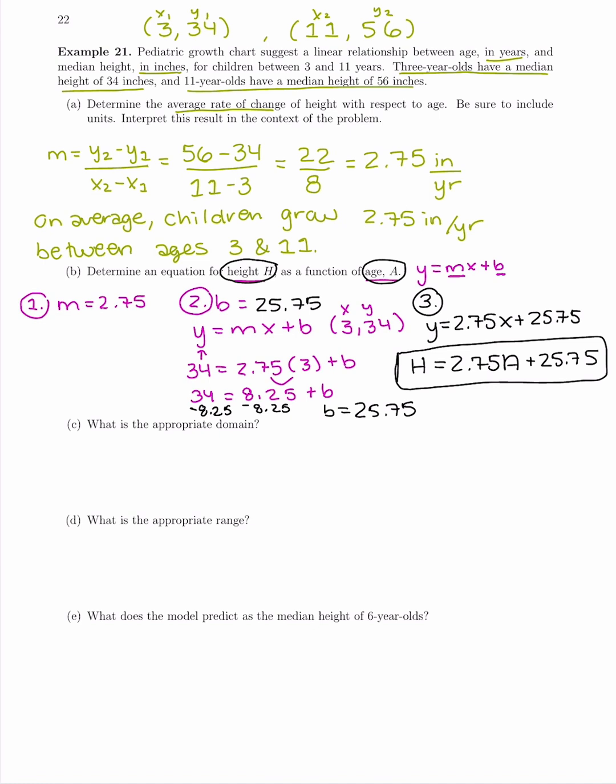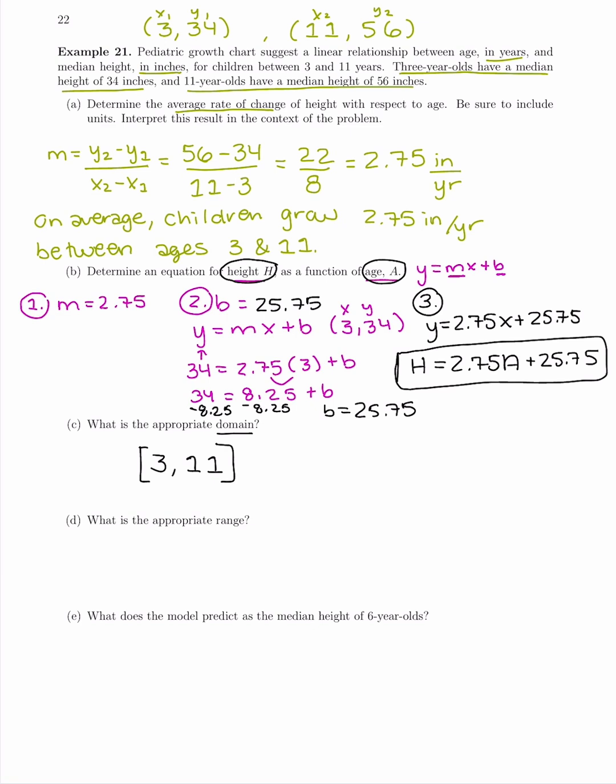Looking at this, what is the appropriate domain? So we're not going to use this and plug in any age that we want to, because if you plug in 22 years to this, it's going to look like we have some giants. So we're not looking at adults. We are looking from ages 3 to 11. We can talk about 3-year-olds and we can talk about 11-year-olds.